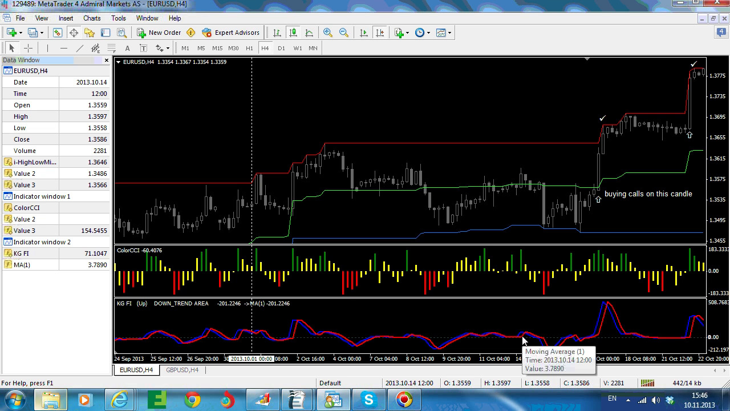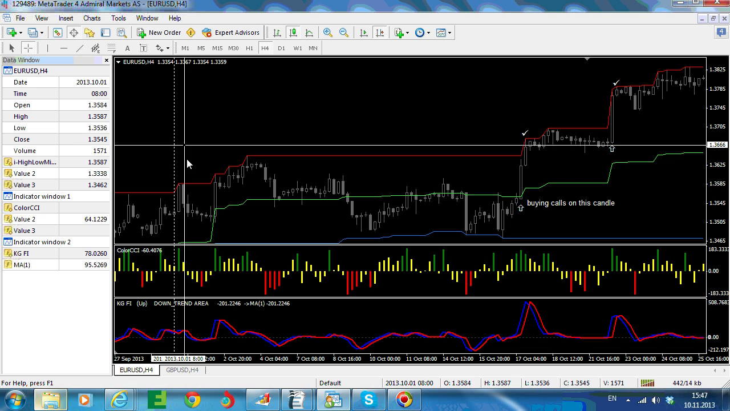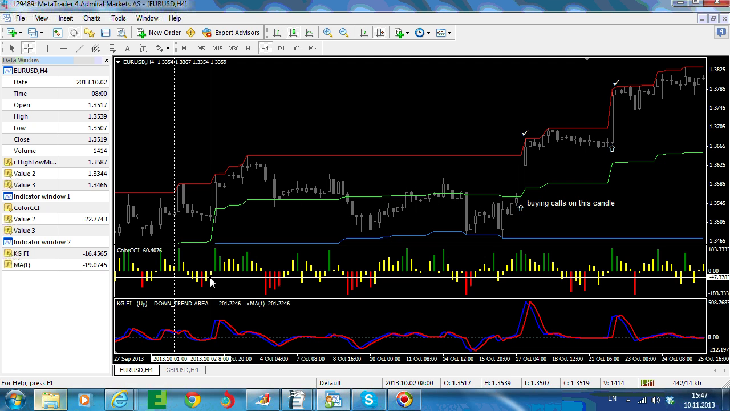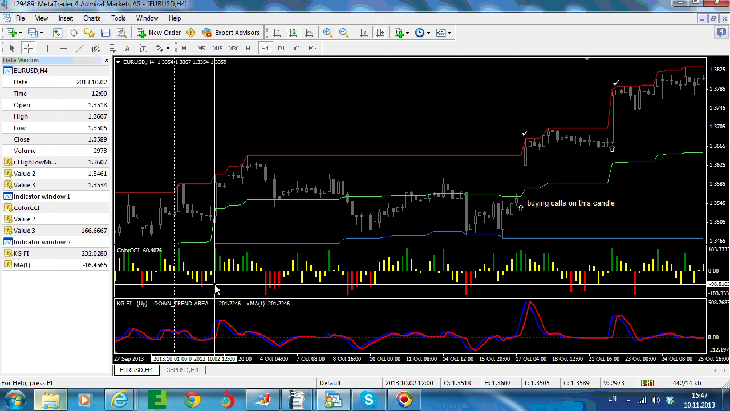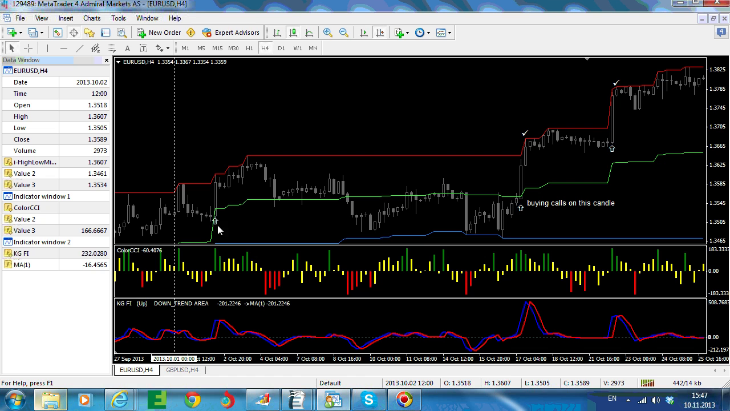The very opposite is true for the downside. So let's look at the euro dollar. Already from the beginning of October, we are in the upper side of the high-low indicator. So basically we are looking for a candle that is in the upper side there, that is green for the CCI, so not this one, and that has the KJFI to be bigger than the moving average and bigger than zero. As you can see, this is our entry, so this would be a valid entry to the upside, basically buying calls there.